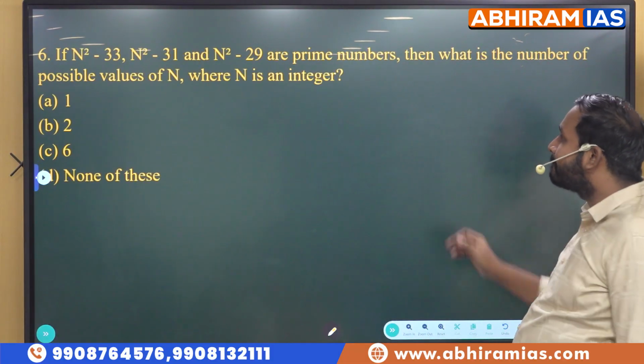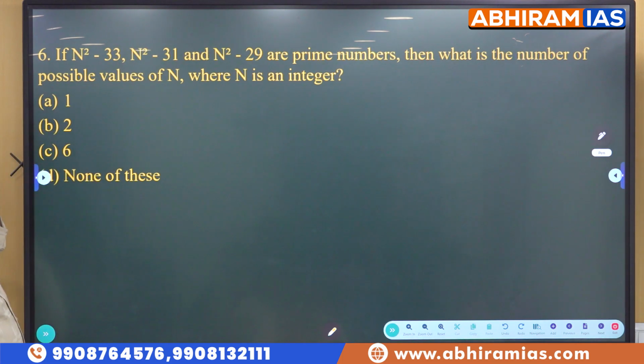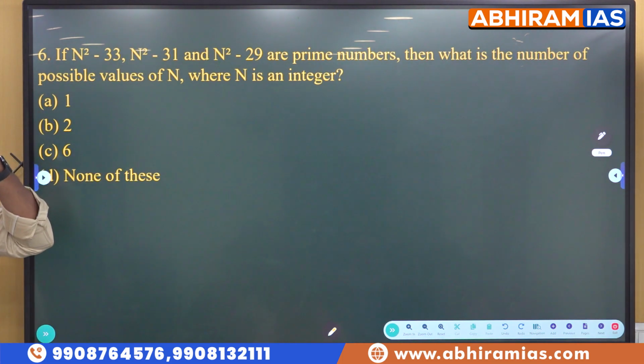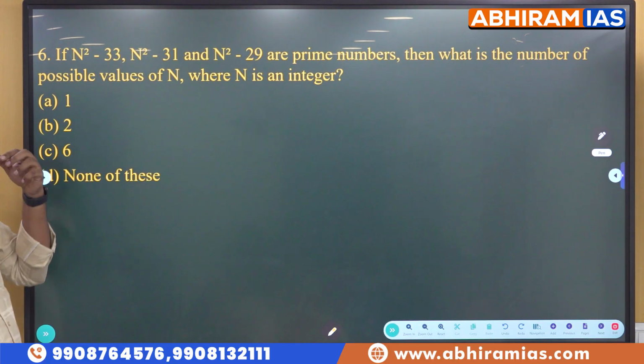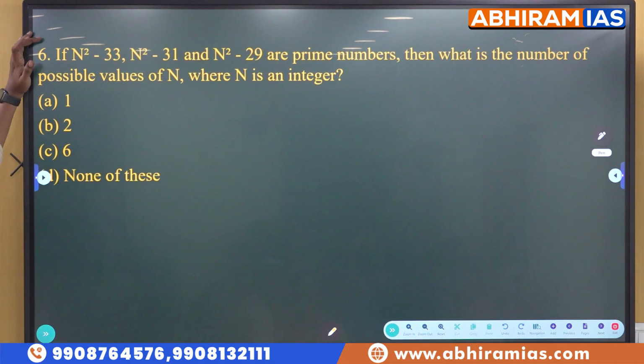Next one. Now please see this one. If n square minus 33, n square minus 31, n square minus 29 are prime numbers, then what is the number of possible values of n if n is an integer? What can I take in the n place? First of all, okay, in the n place I can take 6, right? Yes, 6 is correct. 6 square is what? 36.